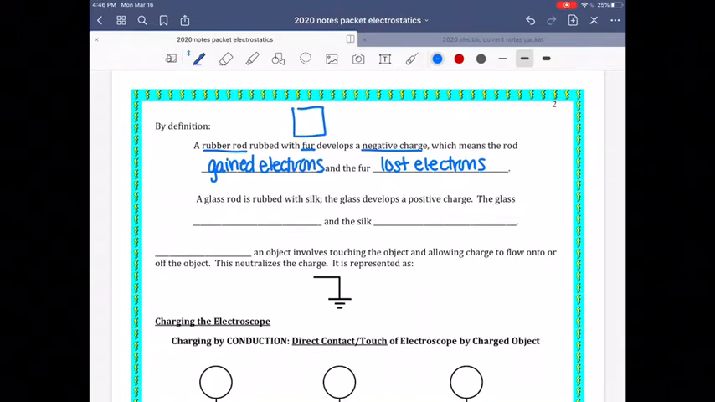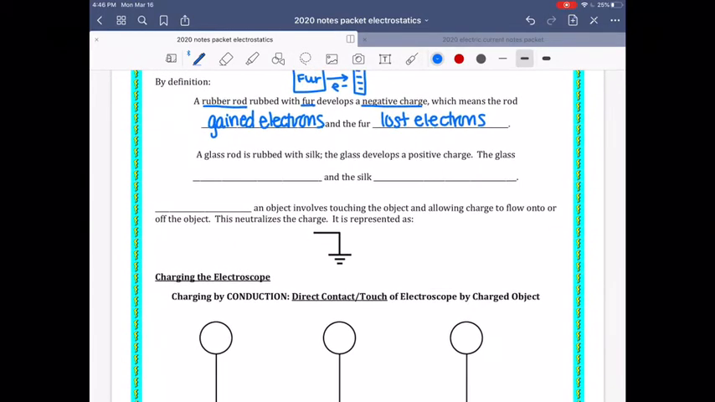So if you picture that, we have the fur, we have the rod. So the rod becomes negative. That's because the electrons moved from the fur to the rod. Okay? We're never going to say something gains protons because they never do. It's always the movement of electrons. So you have to think about this definition as a rubber rod and fur. That's always giving the rod a negative charge.